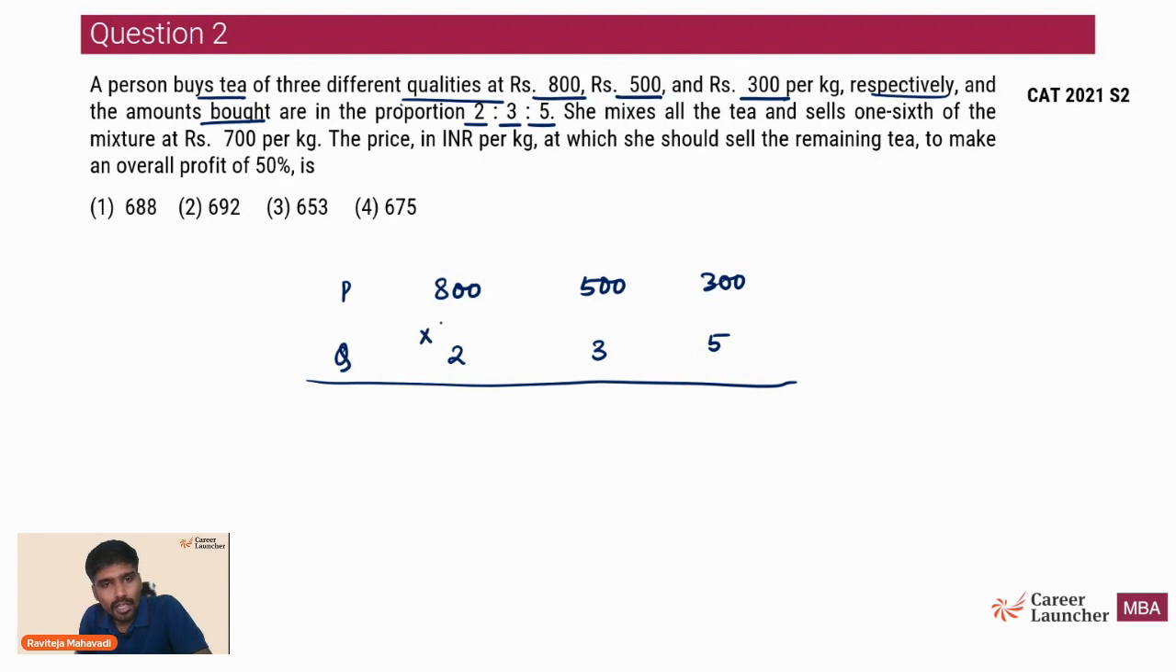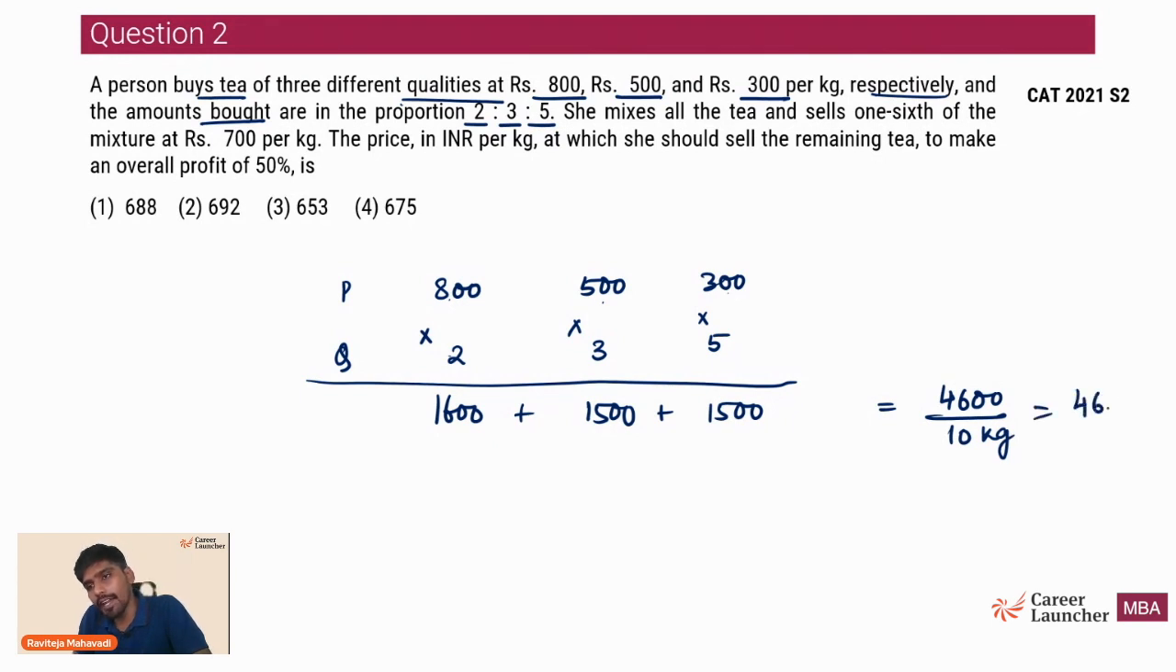So the total spend on the first type is going to be 1,600. The total spend on the second type is going to be 1,500, and the total spend on the third type is going to be 300 into 5, another 1,500. So the total spend is 4,600 over 10 kg. That means your average cost price will turn out to be 460 rupees per kg. Now, what is being said in the question?